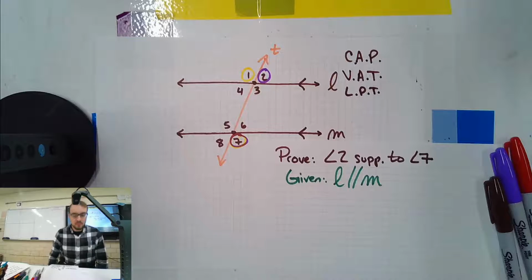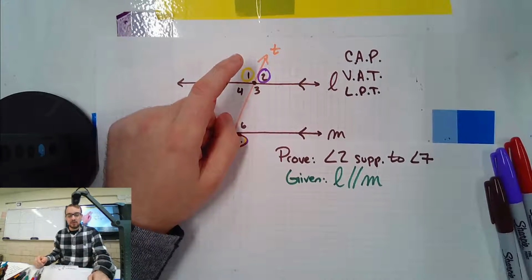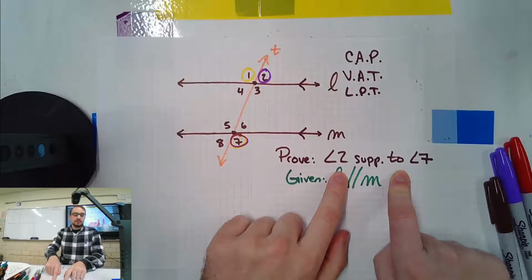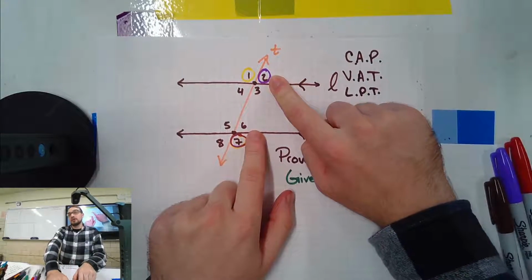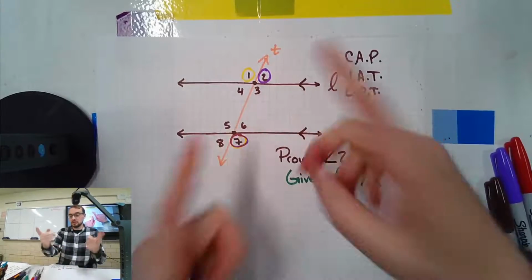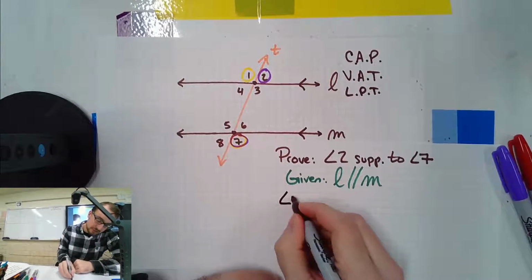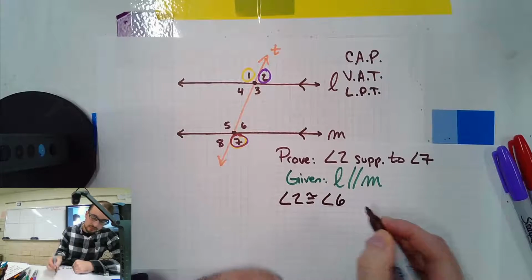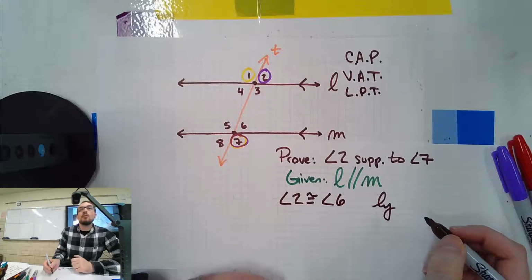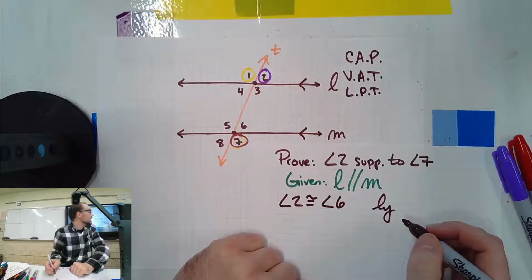Got it. All right, so L is parallel to M. We know that we want to prove 2 and 7 supplementary. So here's one way to do it. 2 and 6 are the same angle. Let's write that down. How do I know 2 and 6 are the same? By what? Why are 2 and 6 the same?